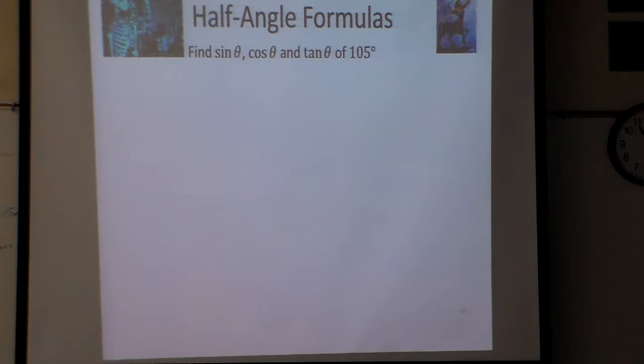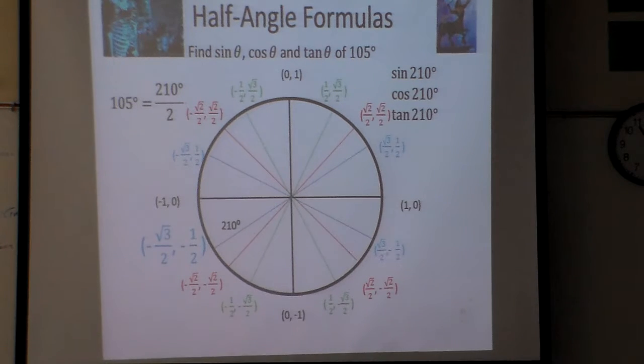So first off, let's find the sine of 105 degrees. 105 is the same as 210 divided by 2, because I don't have 105 degrees as an angle on my unit circle. However, I do have 210. So I want to find the sine of 210. On my unit circle at 210, sine would be the y value, negative 1/2, and cosine would be negative square root of 3 over 2.